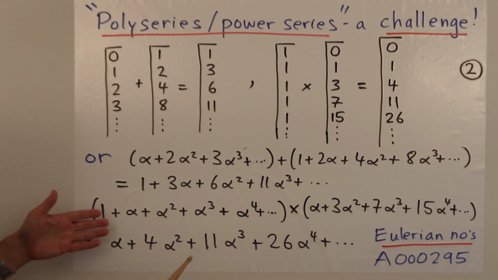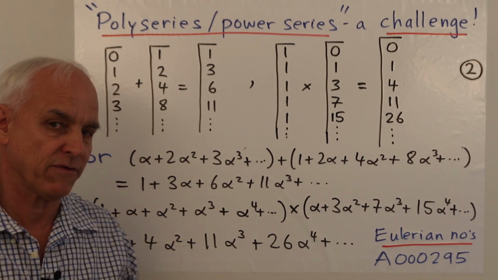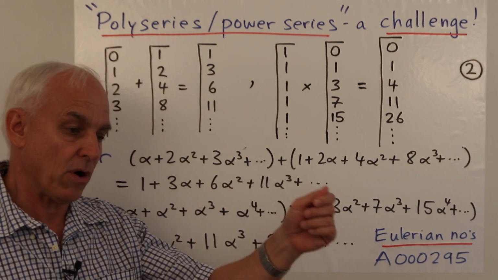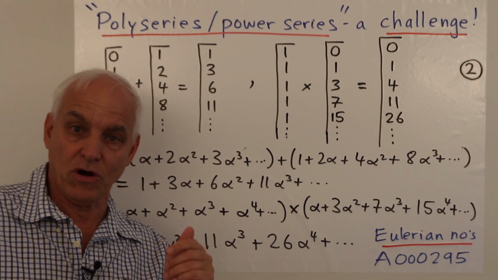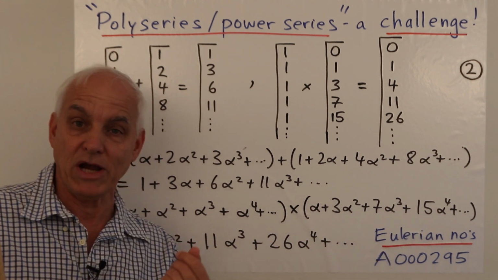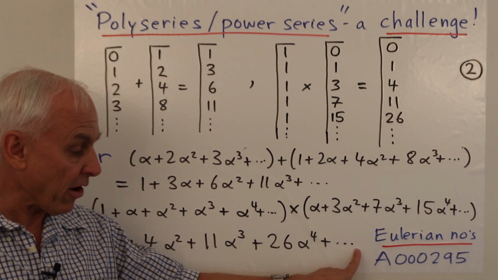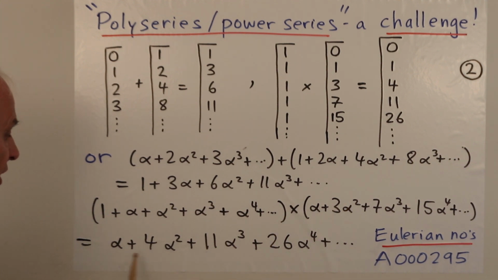And if you just did polynomial arithmetic on this, well, you could calculate everything up to the 4th powers of alpha. You wouldn't be able to say anything about alpha to the 5th or higher because there's some unknown alpha to the 5th terms in both of these initial expressions that we don't know. So we're not able to calculate any higher coefficients, but we can determine that the initial ones are alpha plus 4 alpha squared plus 11 alpha cubed plus 26 alpha to the 4th.